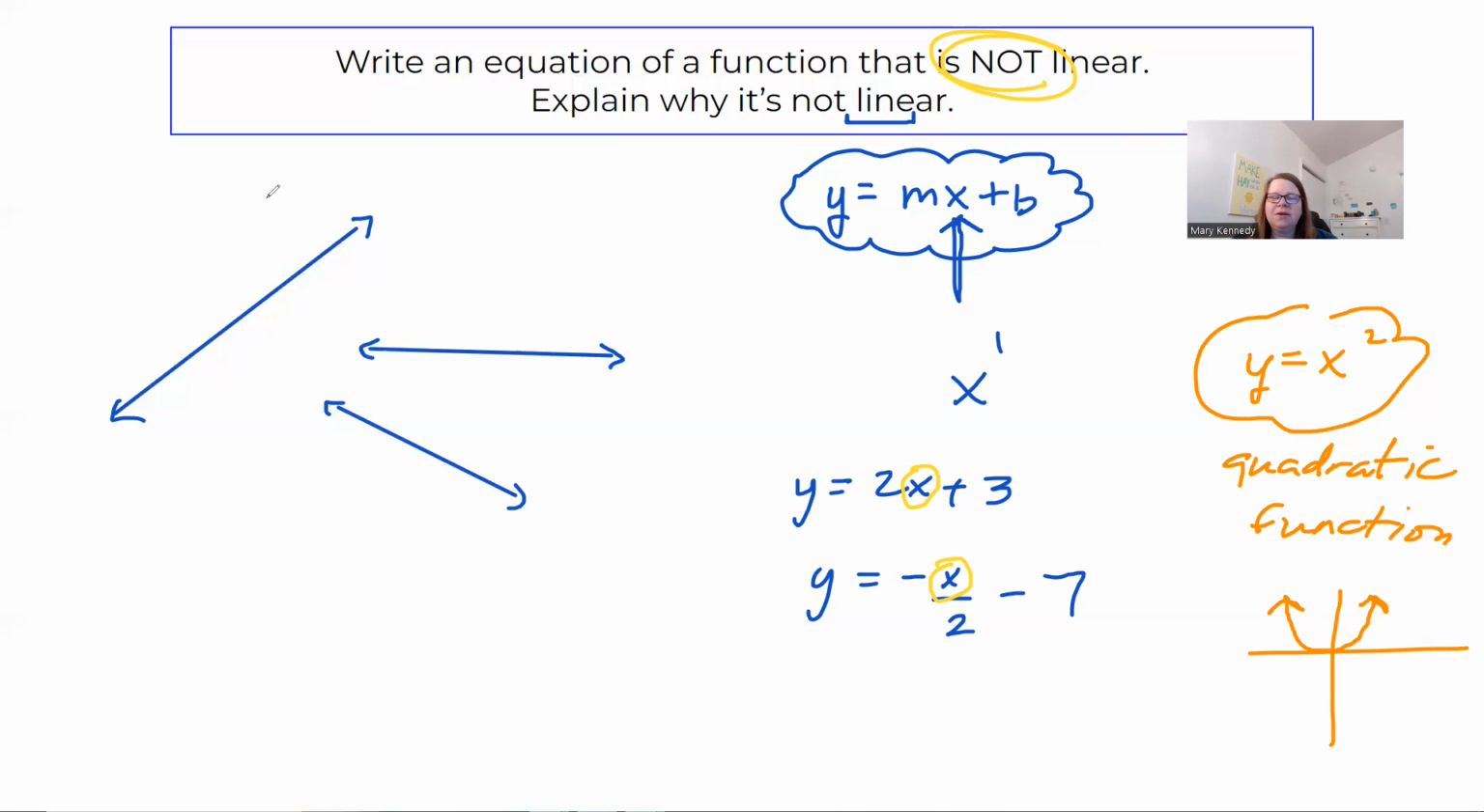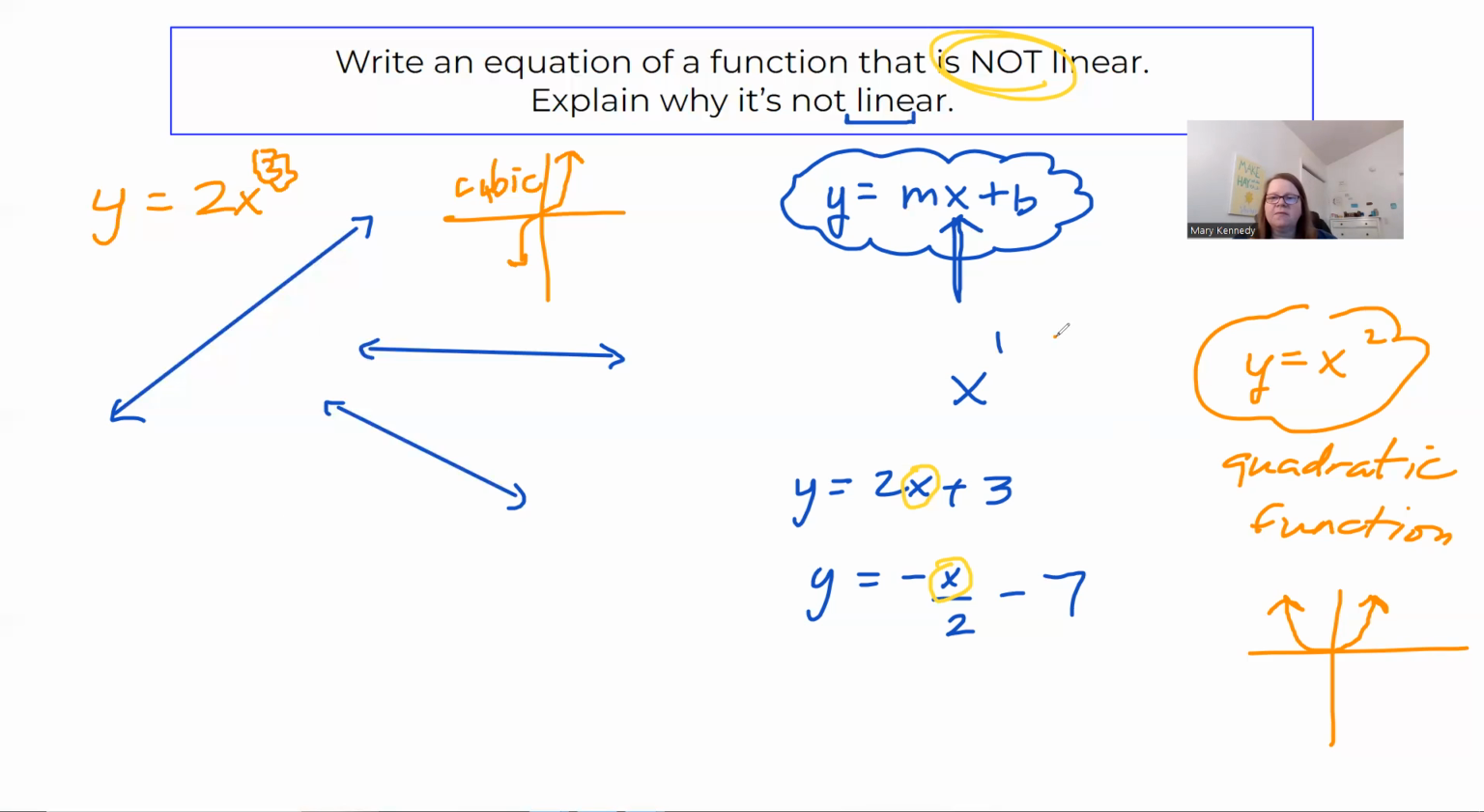Something else that's not linear would be a cubic. So it might be 2x cubed. That has sort of an S-shaped graph, we call it. Generally, you would see something like this, a cubic function, C-U-B-I-C, where x is raised to the third power. That's cubic. Those are probably the most common.